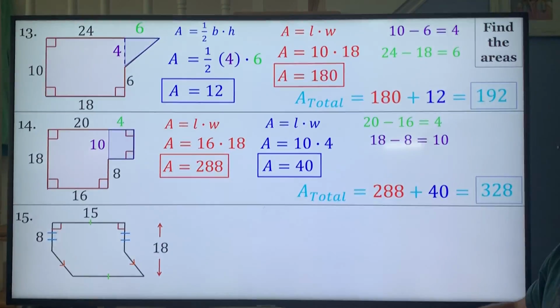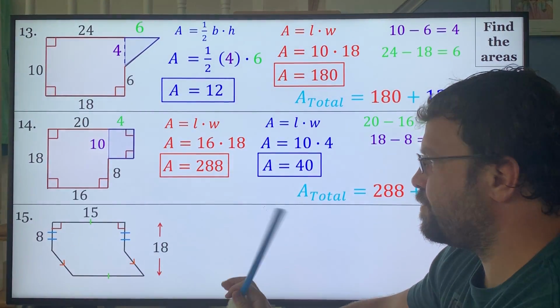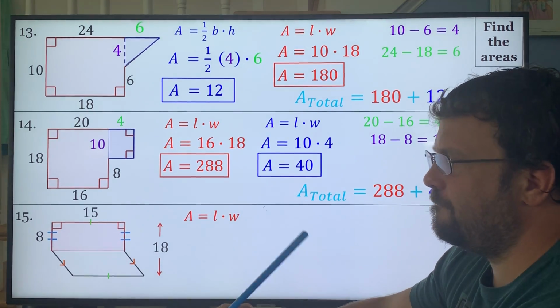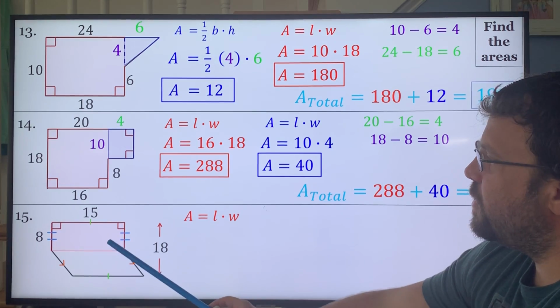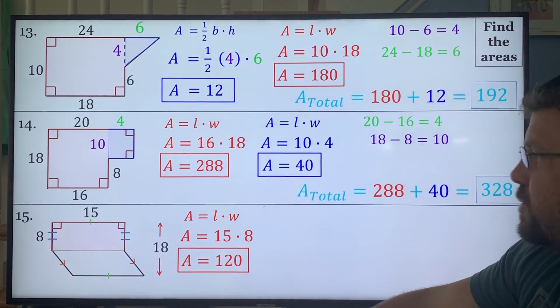Last one. Oh, this was a little tricky. This gets some people every year. Cut it that way. Don't make trapezoids. Always try to make rectangles. That's the easiest way. So the first one, length times width, is 15 times 8 is 120.